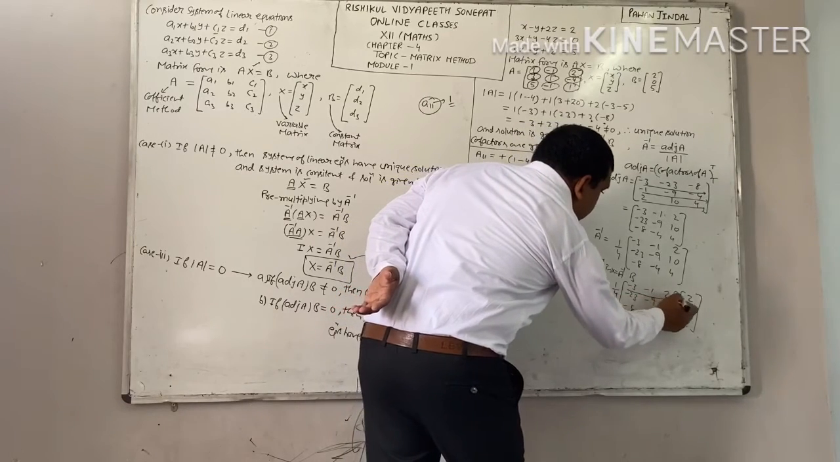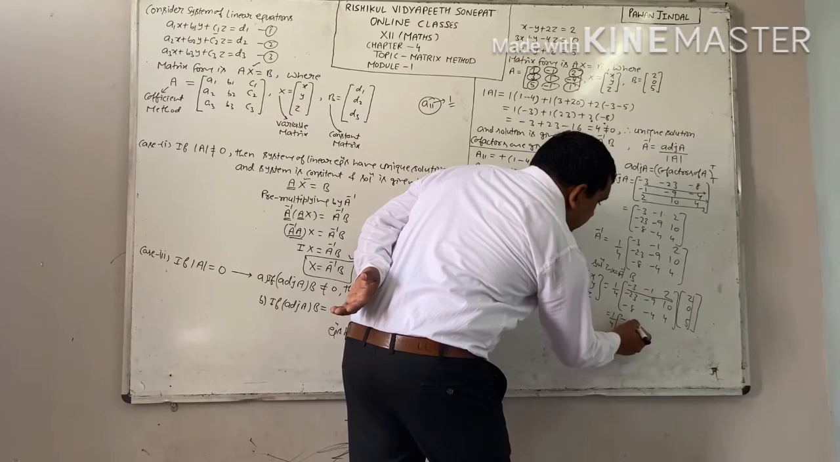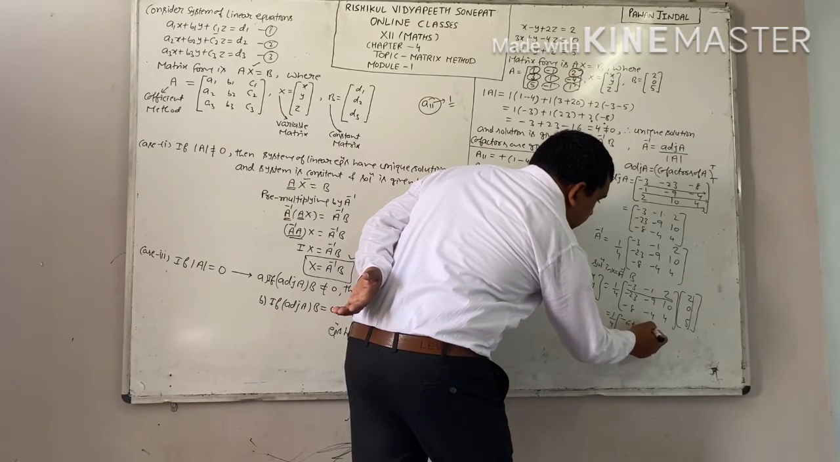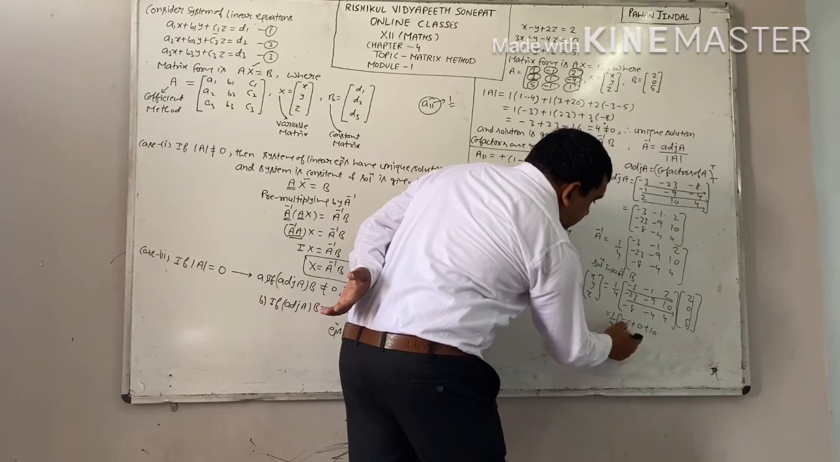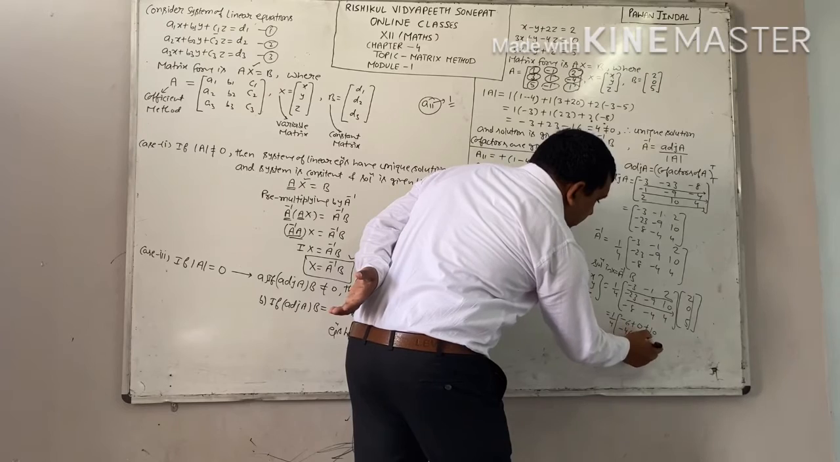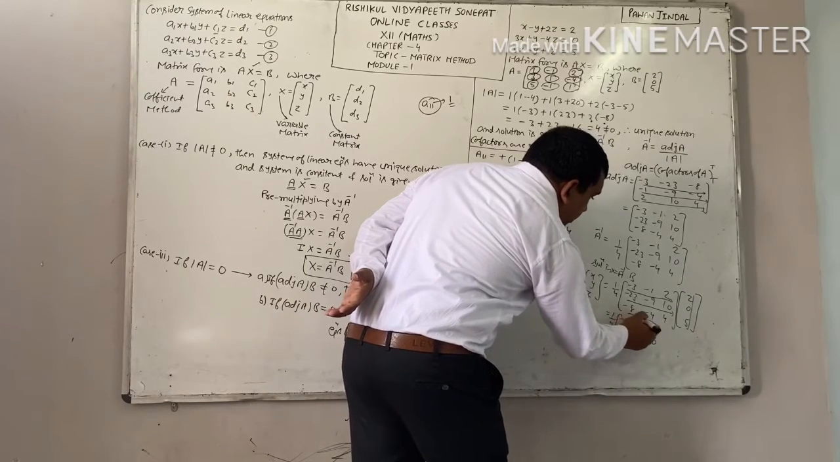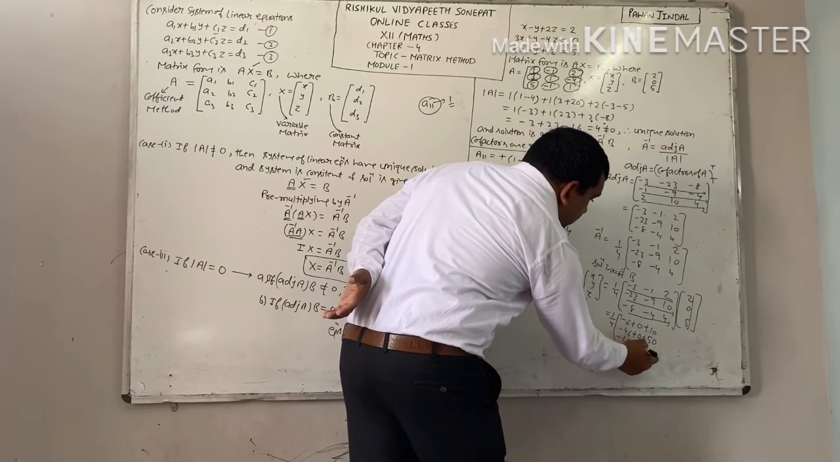Multiply first row with first column. See what you get. This is your minus 6 plus 0 plus 10. Now multiply second row. You will get minus 46 plus 0 plus 50. Now multiply third row, you will get minus 16 plus 0 plus 20.